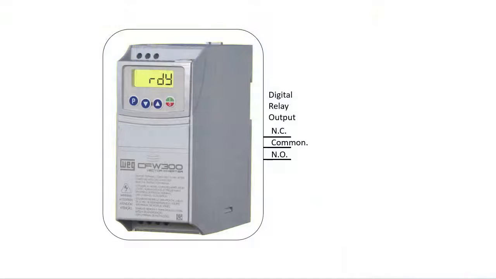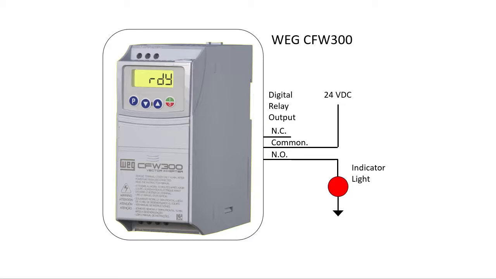The digital relay output on the WEG CFW300 variable frequency drive defaults to sending out a no fault status. That is, it's active as long as there's no fault. Can you change that to indicate something else? Sure. I have an indicator wired like this into the normally open contact on digital relay output 1 so we can see what the output's doing.